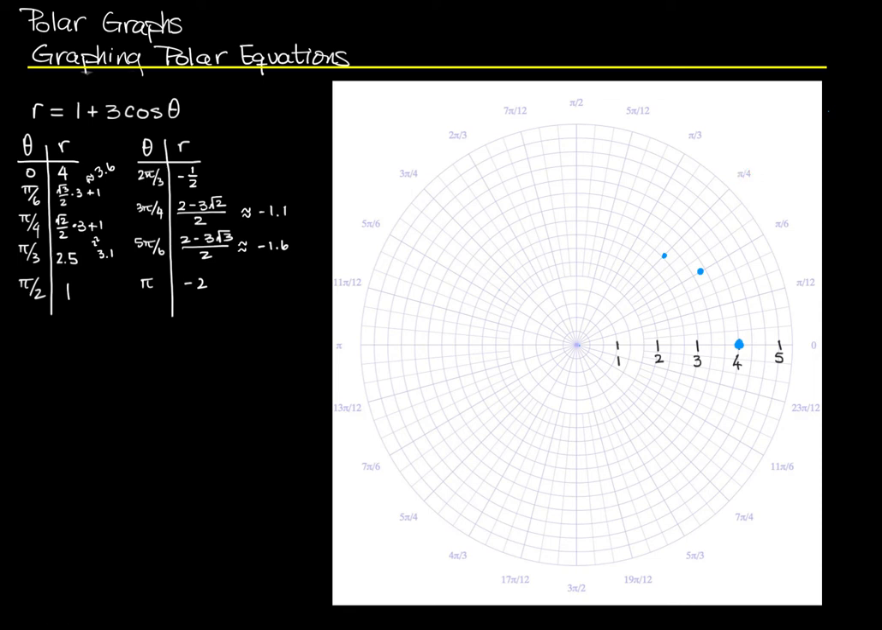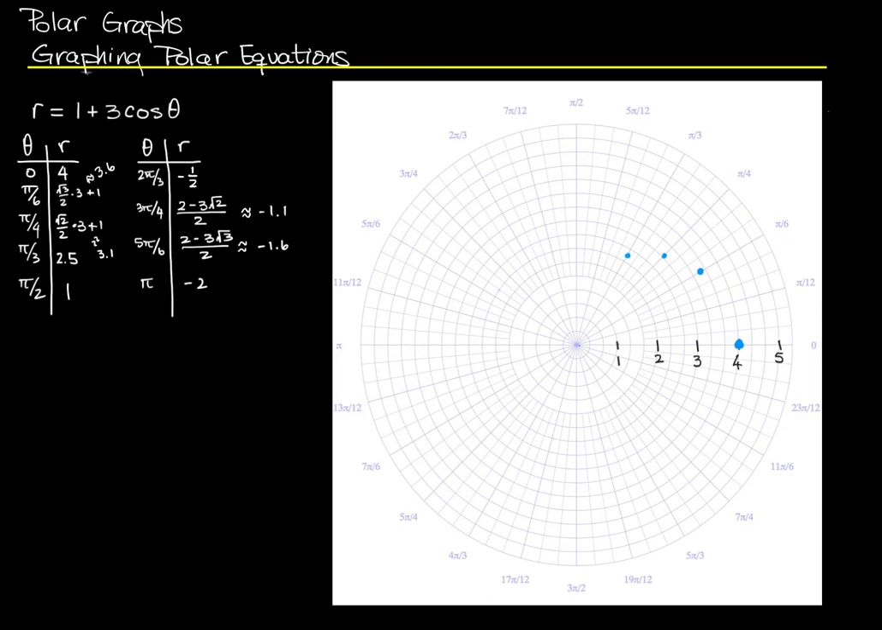The next point is pi over 3, 2.5. I'm going to give you just a few seconds to see if you can figure out where on the graph I'm going to plot this point. The angle is pi over 3, so find that line. Then somewhere along that line, 2.5 units out from the origin, that's where the point is going to go. Have you found it? Right here.